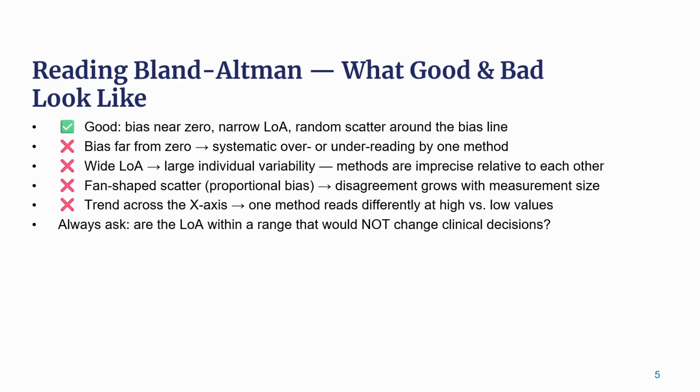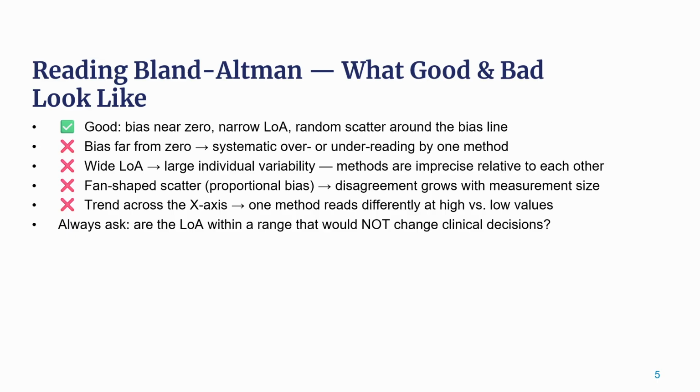Limits of agreement of plus or minus 5 millimeters mercury, probably acceptable in most clinical blood pressure contexts. Limits of agreement of plus or minus 35 millimeters mercury, even if the bias is near zero, individual patients can differ by up to 35 millimeters mercury. That's a problem.